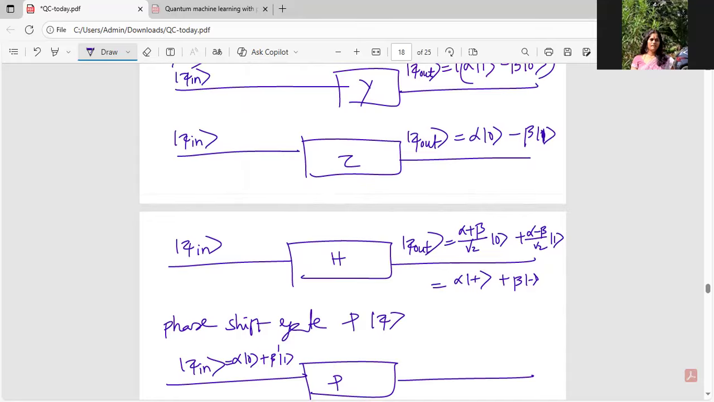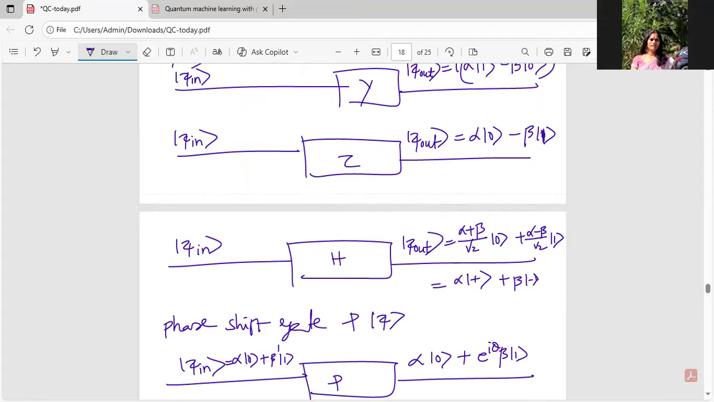Now, what it has become is alpha ket 0 plus e power i theta beta ket 1. Okay, this is how phase flip happens. Any of these gates, accordingly, you can discuss, you can give. By the way, these are all single qubit gates, guys.